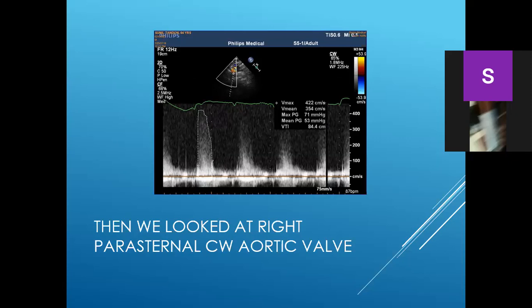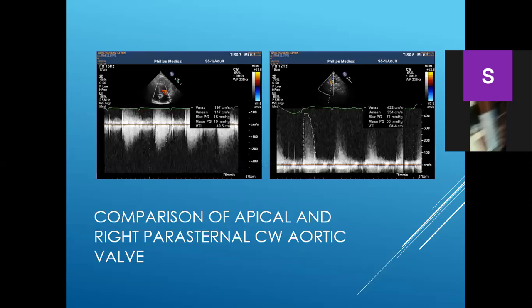Those are very interesting ones, but we looked at this from the right parasternal, and we found that the mean PG was 53. So fortunately, across the Atlantic, now it is all settled that any mean PG in aortic valve greater than 40 millimeters of mercury, you are comfortable to label it as a severe aortic stenosis. And when you calculated the aortic valve area, it turned out to be severe aortic stenosis.